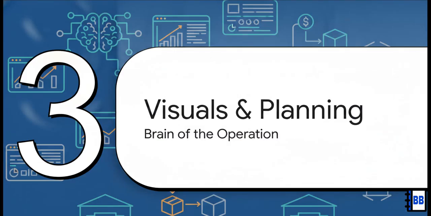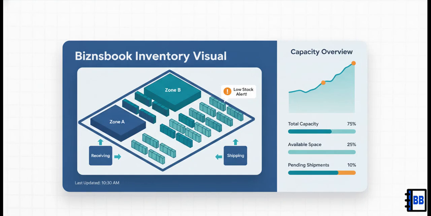This is the brain of the operation. Once you've mastered the daily movement of boxes, you've got to manage the overall strategy. These are the menus designed for warehouse visualization, purchasing foresight, and historical analysis. First up is the Inventory Visual menu.